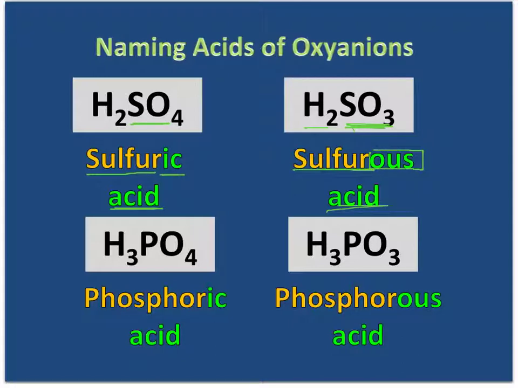We get sulfurous acid. Phosphate, phosphite, similar. We use phosphor as the root. And this is phosphate, so we add ic. This is phosphite, so we add ous. So we get phosphoric acid here, and we get phosphorous acid. So it's important that you know these exceptions.